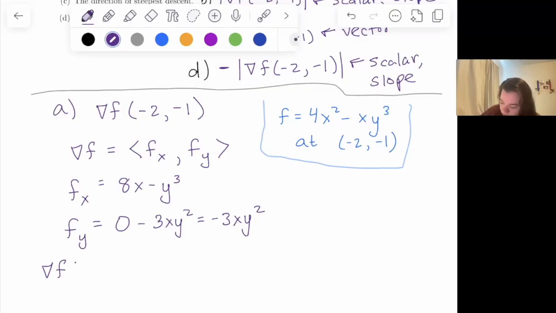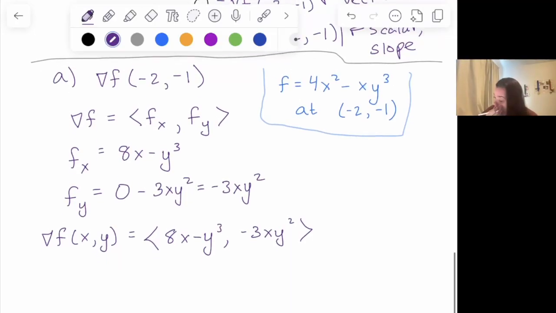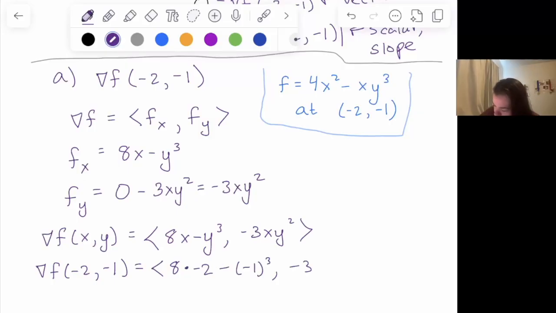So putting it all together, the gradient of f at x,y can be found using the following formula in our vector. Now we are asked to evaluate this at the point (-2, -1). So we just go now and plug in our x and y values to the gradient vector. And then we'll simplify and clean up. I'm just making sure I'm plugging everyone into its appropriate spot.